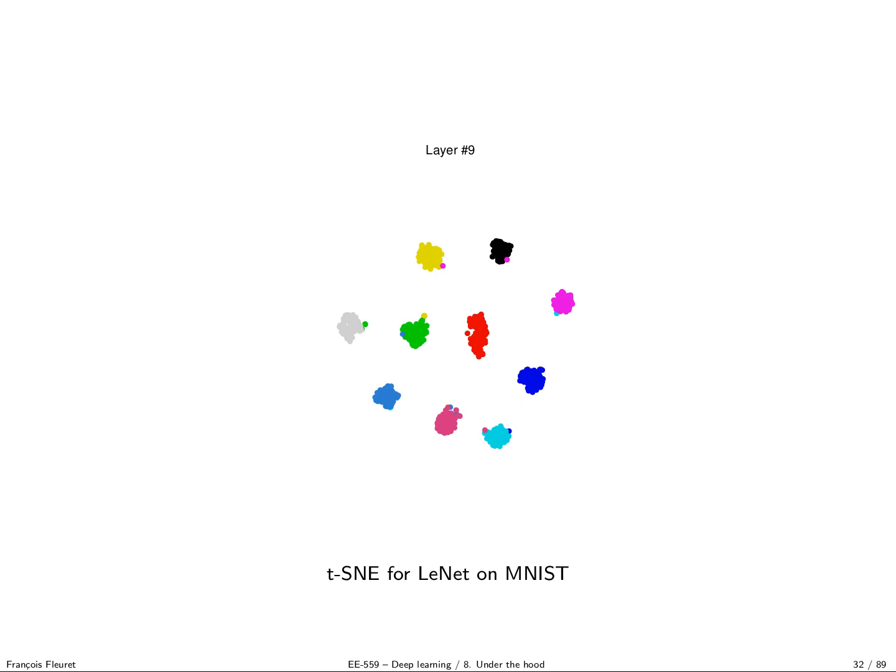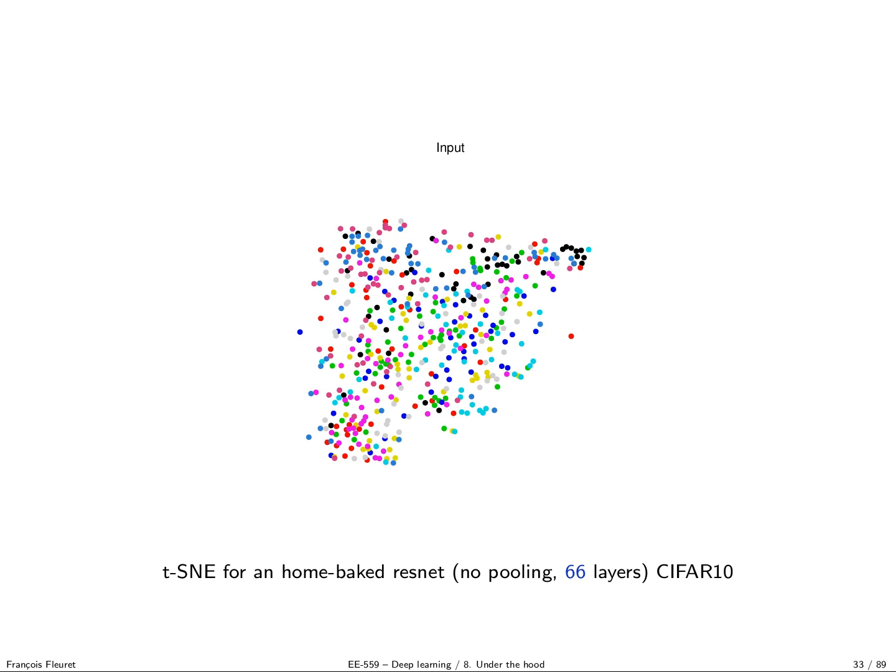Now we can move to a more complicated case, which is CIFAR. So here I train my own ResNet with 66 layers, no pooling, etc. on CIFAR-10. And now I'm going to visit again the layers one after another. So this is CIFAR in the input layer, so the raw signal. We see that now that's the real deal because it's far more complicated. Here the classes are really mixed with each other.